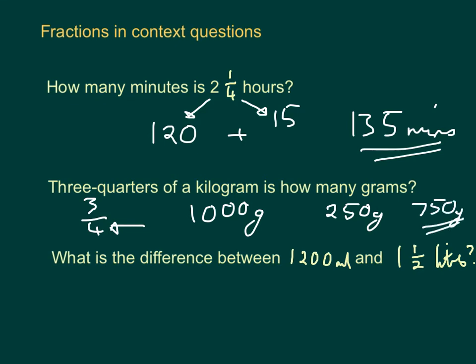Finally, what's the difference between 1,200 millilitres and 1.5 litres? Well, of course, 1.5 litres will be 1,500 millilitres, as opposed to 1,200 millilitres, so the difference would be 300 millilitres.